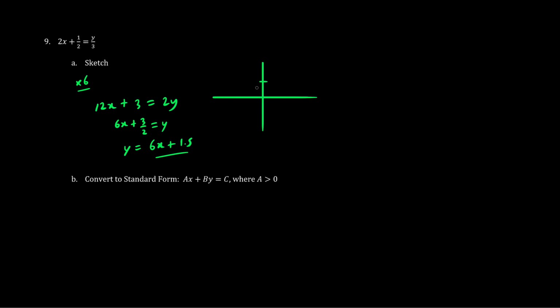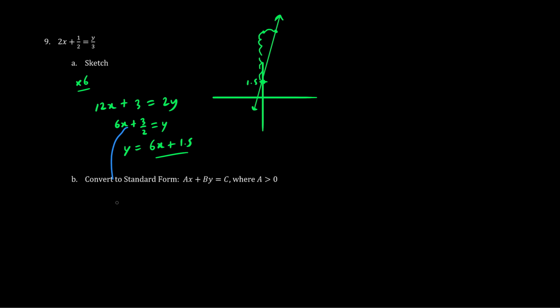So this here would be 1.5. We draw a nice dot here, and the slope of 6: 1, 2, 3, 4, 5, 6-ish. Move 1 unit to the right. This graph looks something like this.